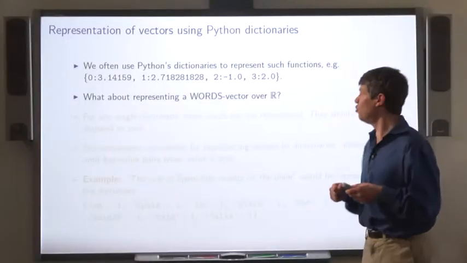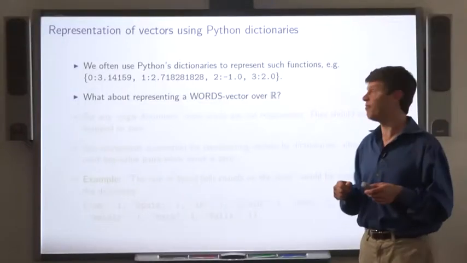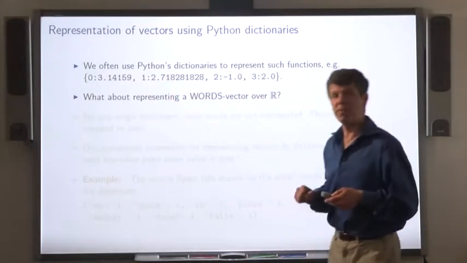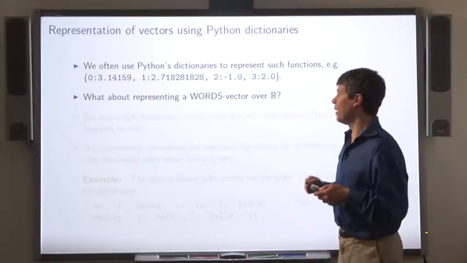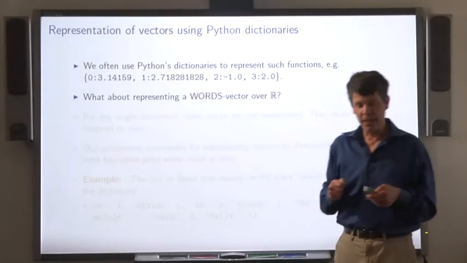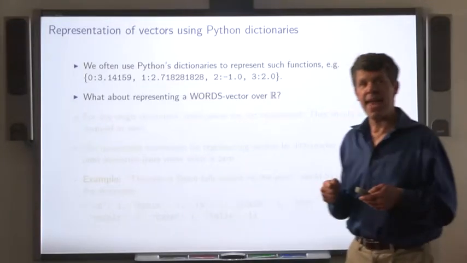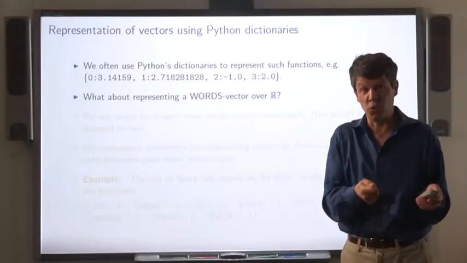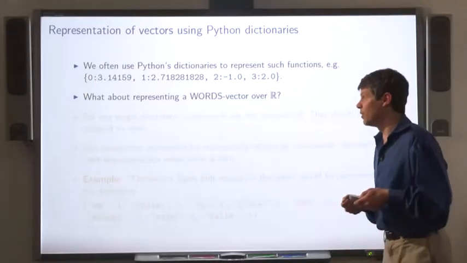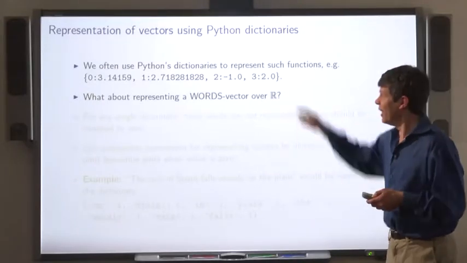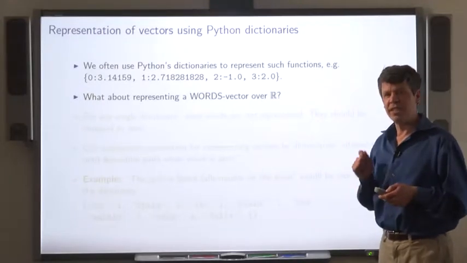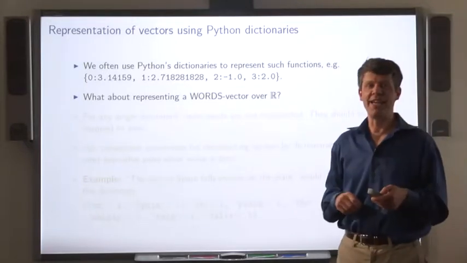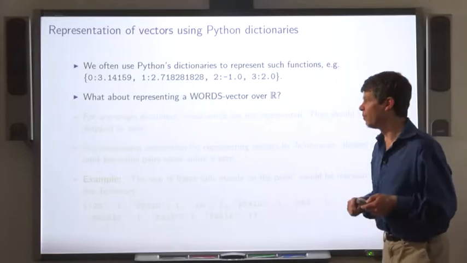So we're often going to use Python's dictionaries to represent functions. So, for example, this is the function that represents the vector we just talked about. What about representing a document, that is a word bag, a function from the set of all English words to the real numbers? Well, this representation starts looking not so good because there are a lot of English words and documents don't tend to include them all.